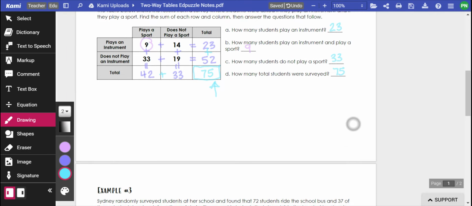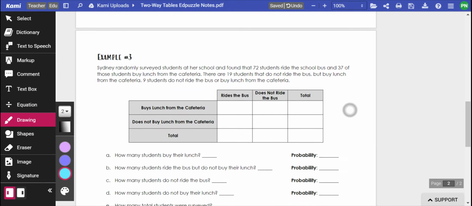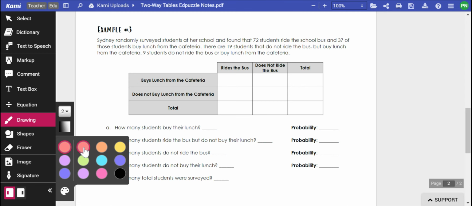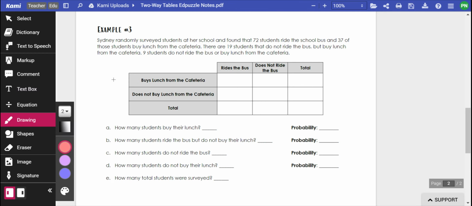All right, one more example. And this one we'll fill in on our own based off of what's given to us. So it says, Sydney randomly surveyed students at her school and found that 72 students ride the school bus. So I'm going to start filling this in as I'm reading it. So it says 72 students ride the school bus. That's a total amount. So that means rides the bus, in total, it's going to be 72.